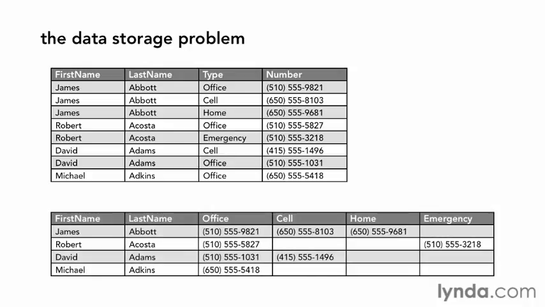We can structure this data differently, but that introduces a new problem. Now we have lots of blank cells where individuals don't have a contact number of each type. Further, this table won't grow very well. What if we wanted to add a fax number for one individual, or a second office number? We would have to alter the structure of the table to add an additional column to accommodate those types of changes. A relational database solves both problems.